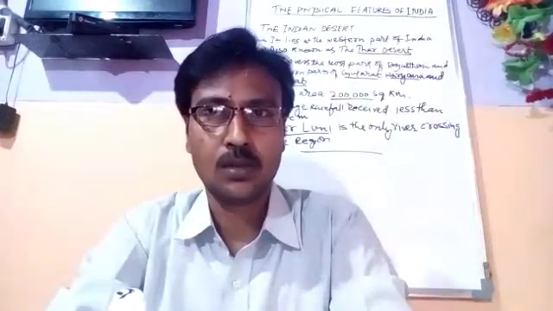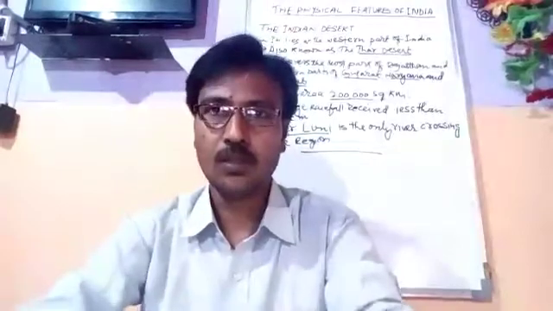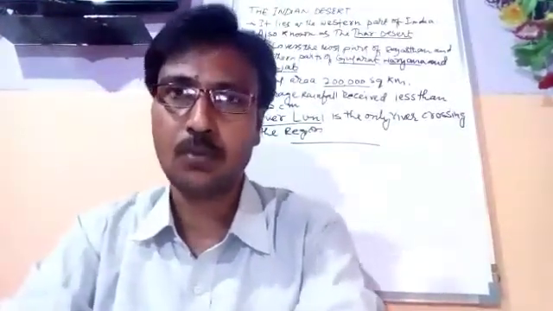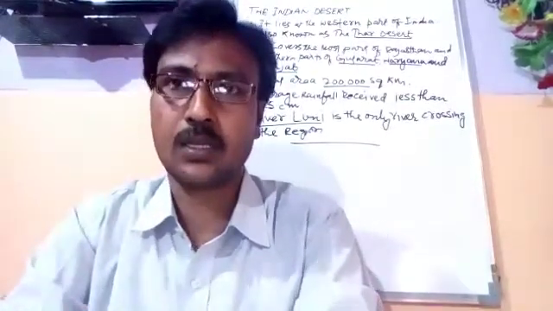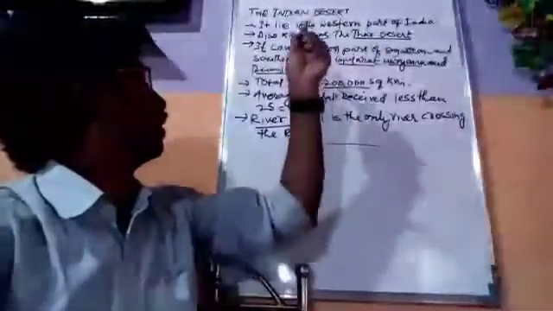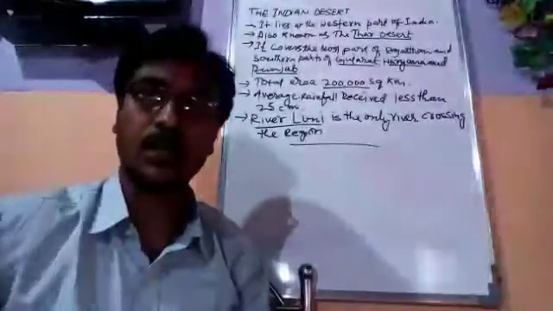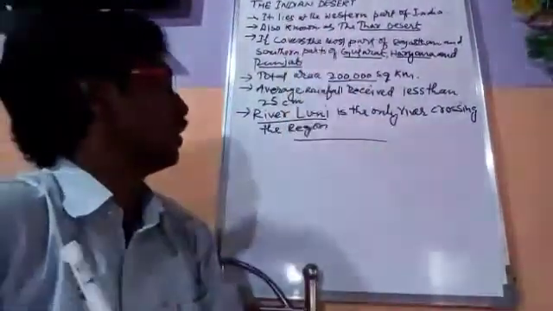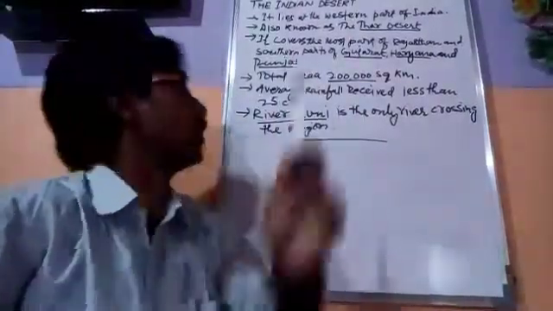About the Indian desert, it lies at the northwest or west part of India. You can see it in the board written about some points, main points about the Indian desert. It lies at the western part of India, and it is also known as the Thar Desert.